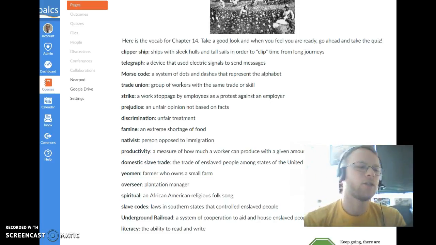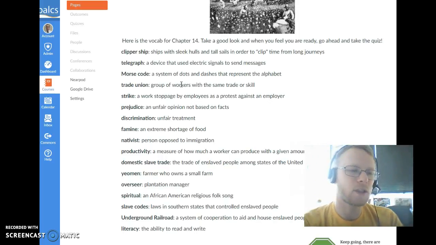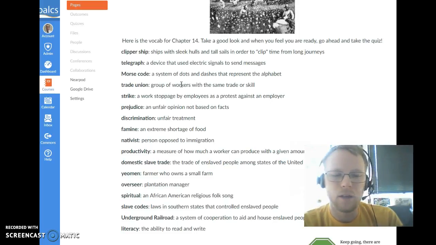A trade union is a group of workers with the same trade or skill. A strike is a work stoppage by employees as a protest against an employer. Prejudice is an unfair opinion not based on facts. Discrimination is unfair treatment.